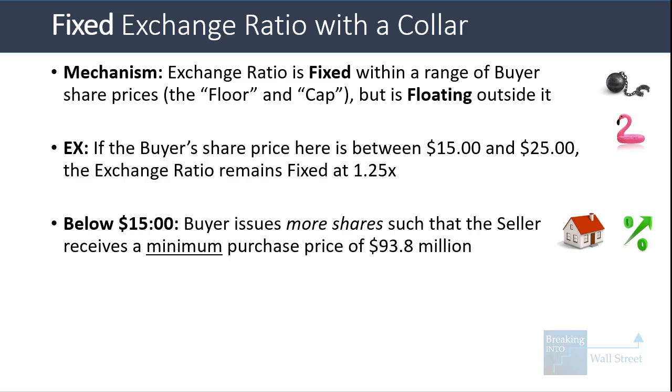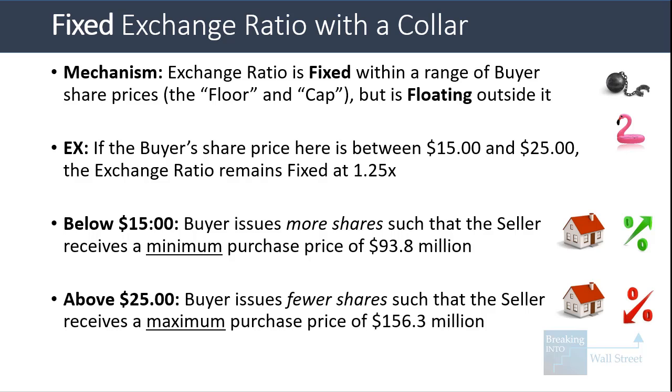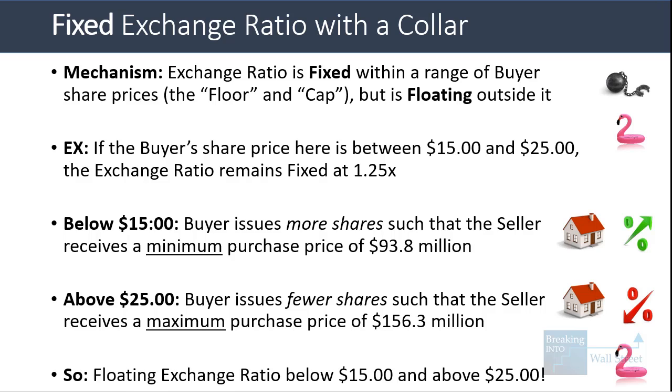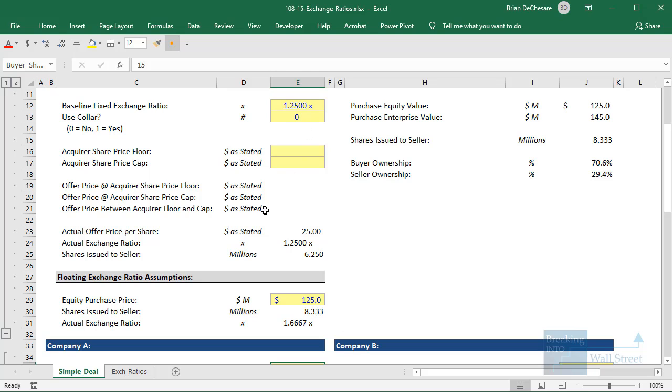And then below $15, the buyer has to issue more shares such that the seller receives a minimum purchase price of $93.8 million, and above $25 per share, the buyer issues fewer shares such that the seller receives a maximum purchase price of $156.3 million. So we get a floating exchange ratio below $15 per share and above $25 per share. Let's go into Excel and set this up so you can see how it works.